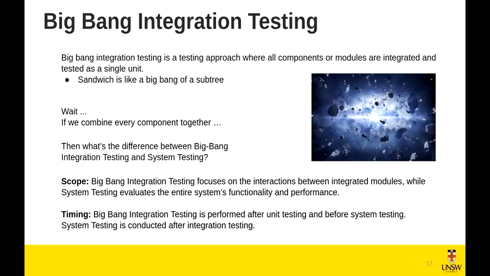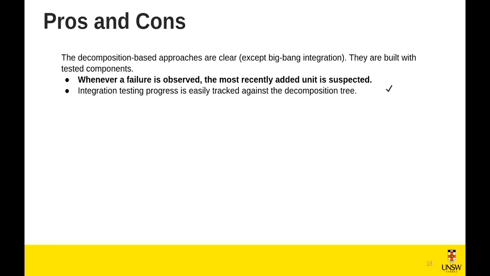The second difference is that since big bang integration is still integration testing, in the V model you can see that it is normally performed after we have finished unit testing and before we do system testing. That's the second difference, but that's not really a technical difference. So that's all about big bang integration testing.